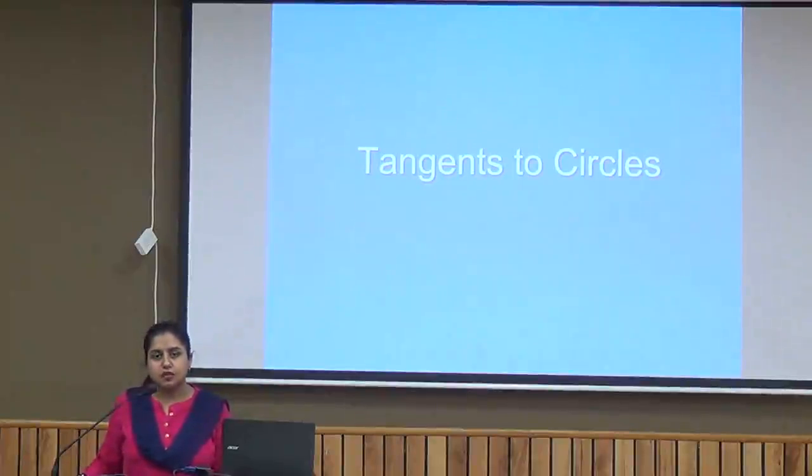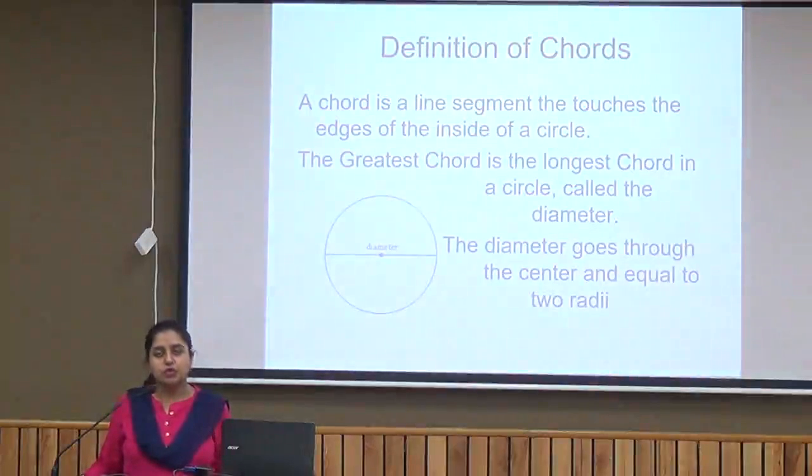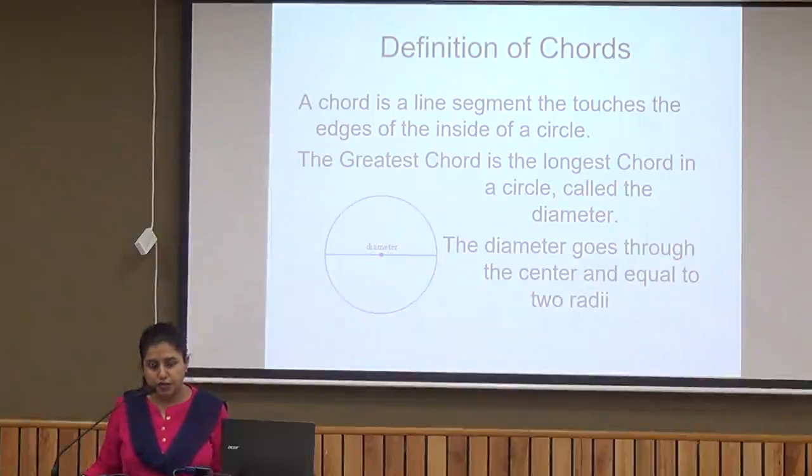Now there are terms related to circles which we will be studying in this chapter. First of all, let's recall the term chord. What is a chord? A chord is a line segment that touches the edges of the inside of a circle. The greatest or the longest chord of a circle is known as its diameter, and the diameter goes through the center and is equal to 2 radii.